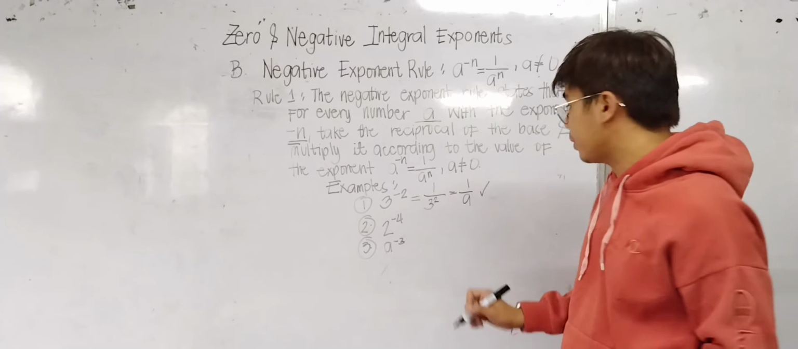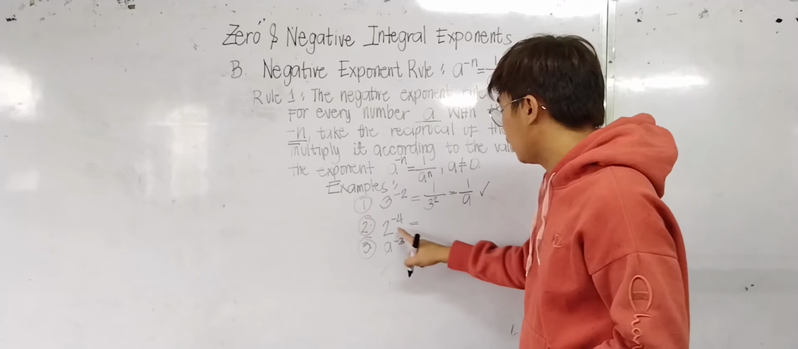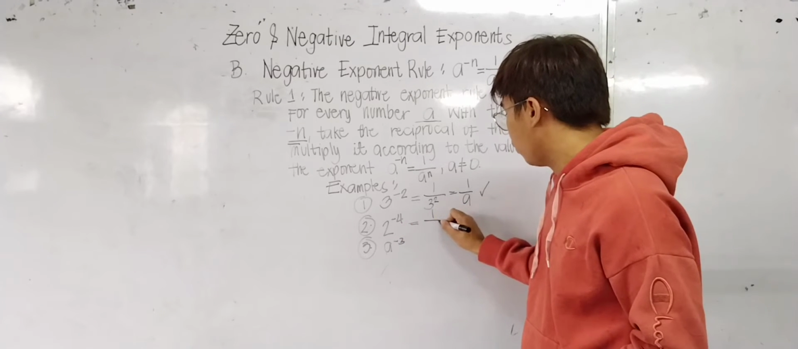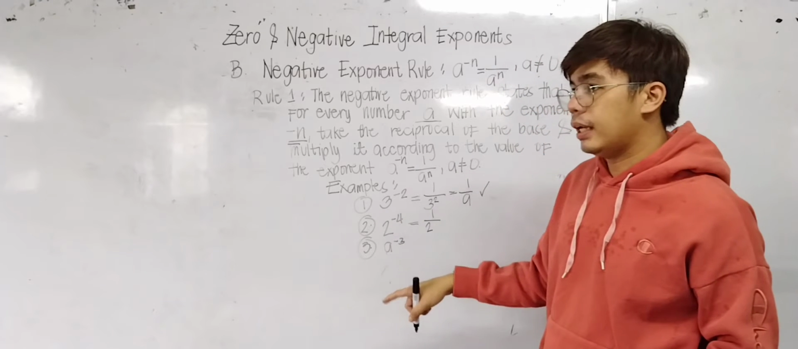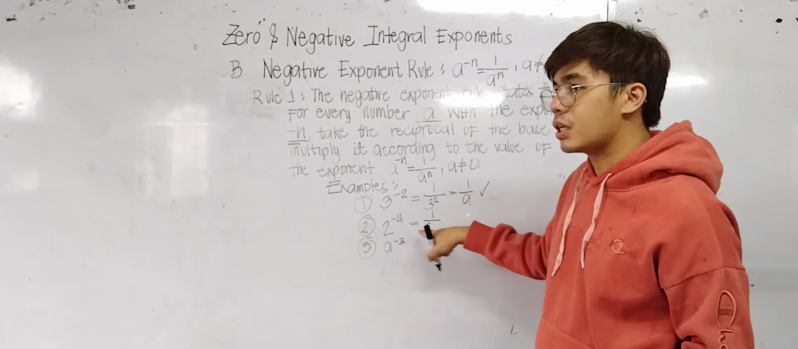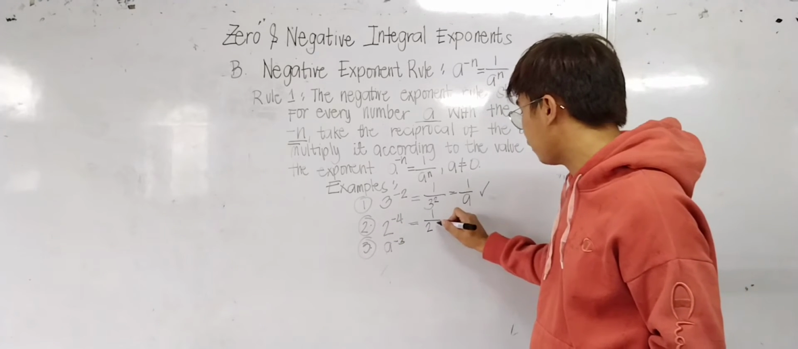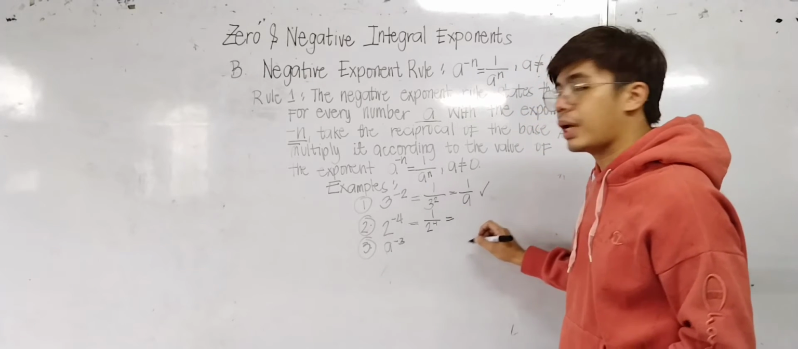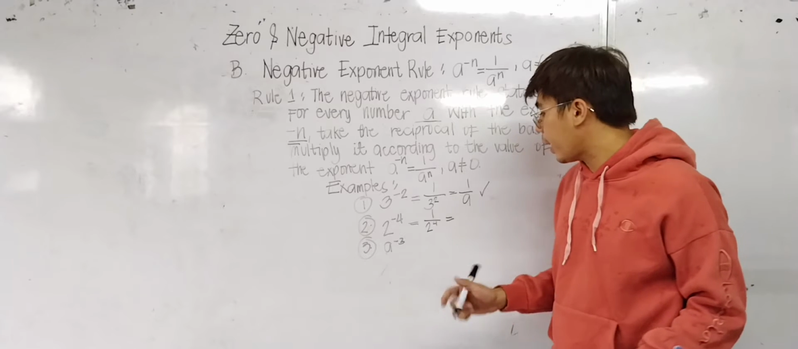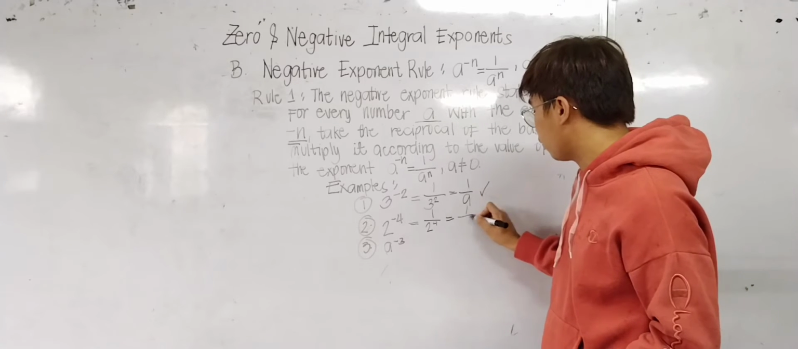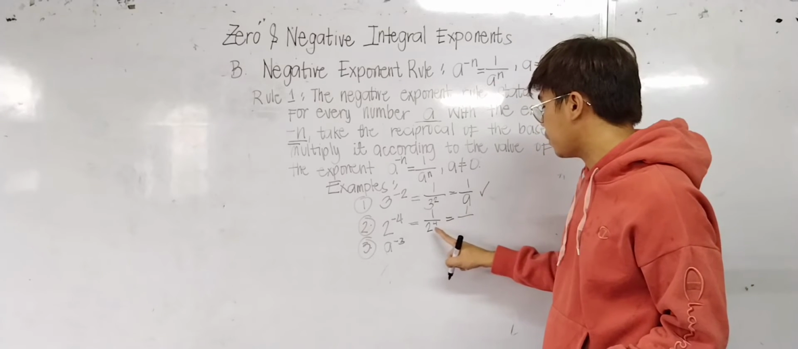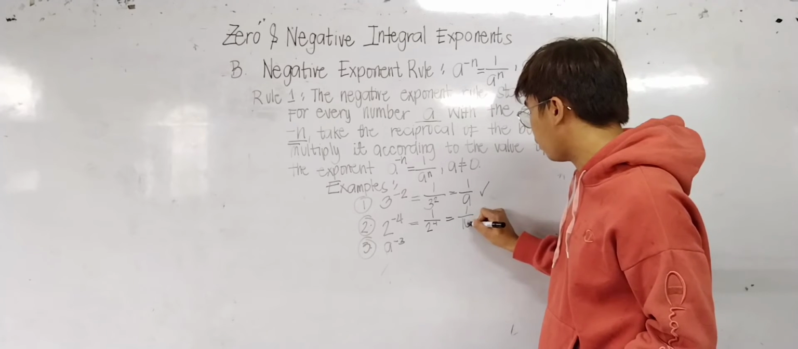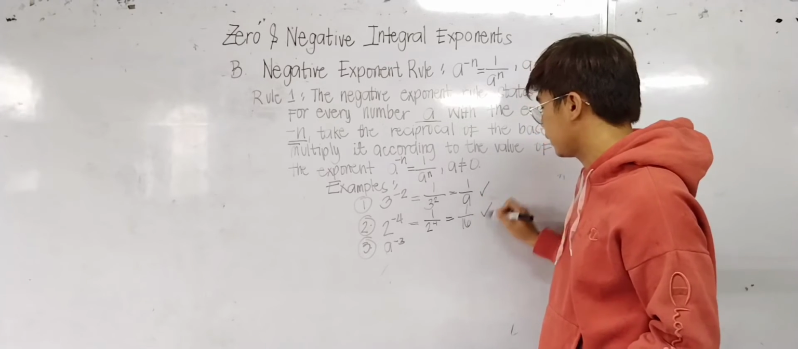Let's try example number 2. So we have here, find the reciprocal of 2 raised to negative 4. So we have 1 over 2, and then the negative exponent will change into positive 4. So we have 1 over 2 raised to 4. And then simplify. So we have 1 over 2 times 2 times 2 times 2. So we have 2, 4, 8, 16. So we have here 1 over 16.